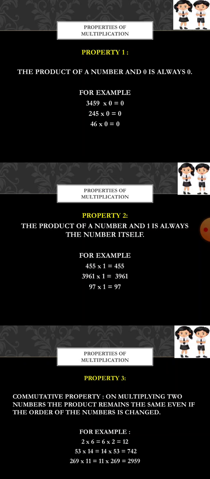First property says that the product of a number and 0 is always 0. Look at the screen. Here you can see 3459 multiplied by 0 and the result is 0. 245 multiplied with 0 and the result is 0. 46 multiplied by 0 is equal to 0. Hence, any number which is multiplied by 0 will always give the result 0. The product of a number and 0 is always 0. So this is the first property. Let's move to the second property.